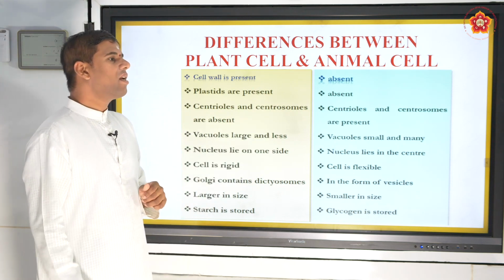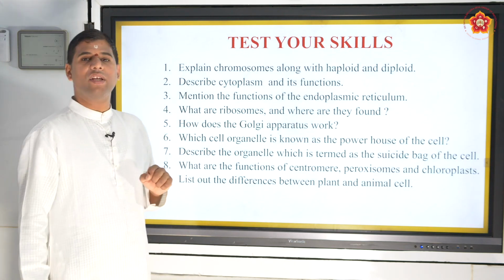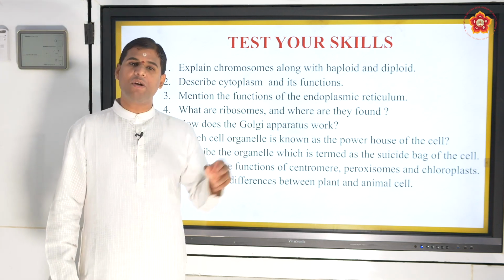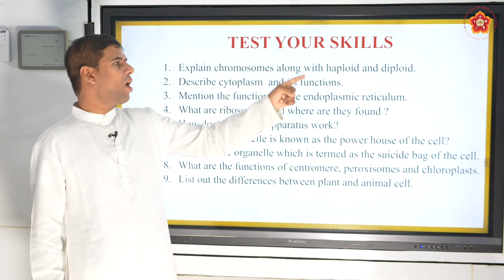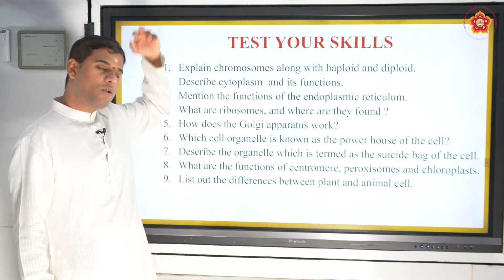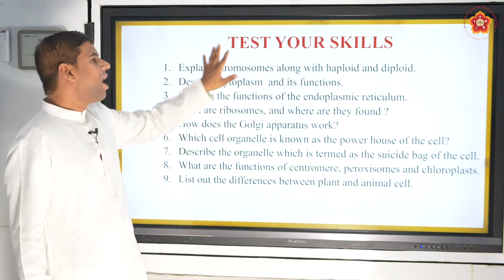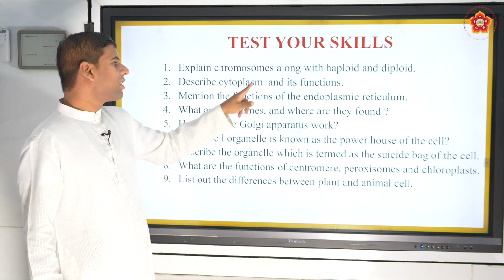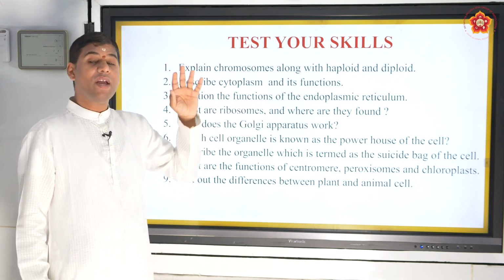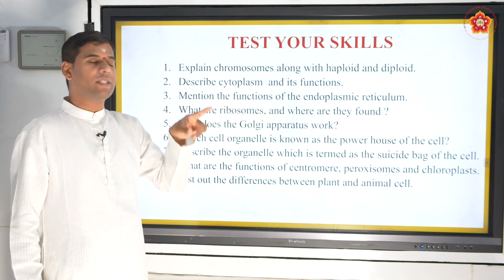Now test your skills on this, alright? On this part you can test your skills. First one, explain chromosomes along with haploid and diploid. Go to the chromosome slide and see what haploid and diploid are there. And describe cytoplasm and its functions. Go to cytoplasm and see what all it does and how it looks.